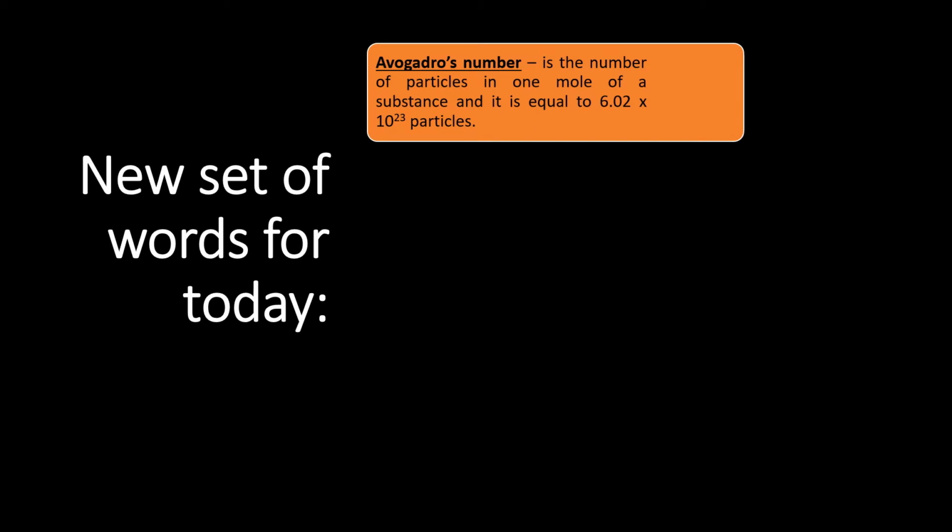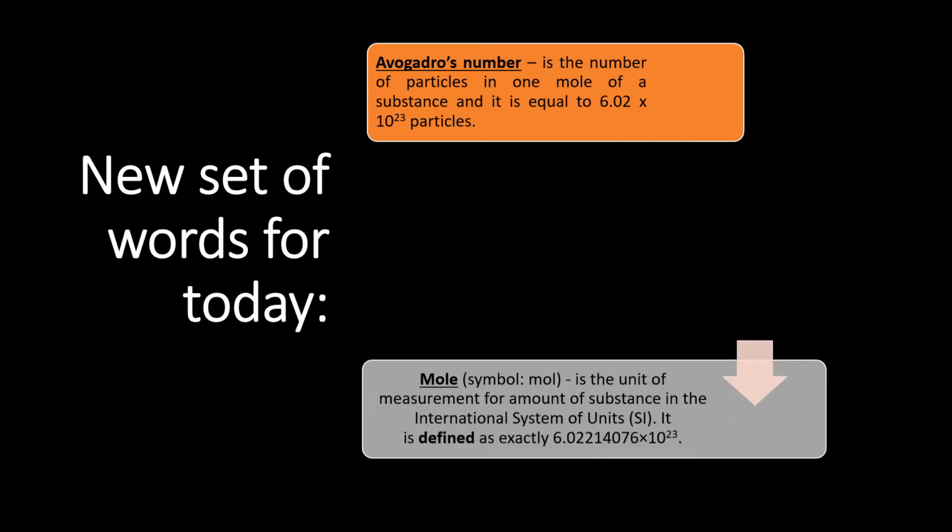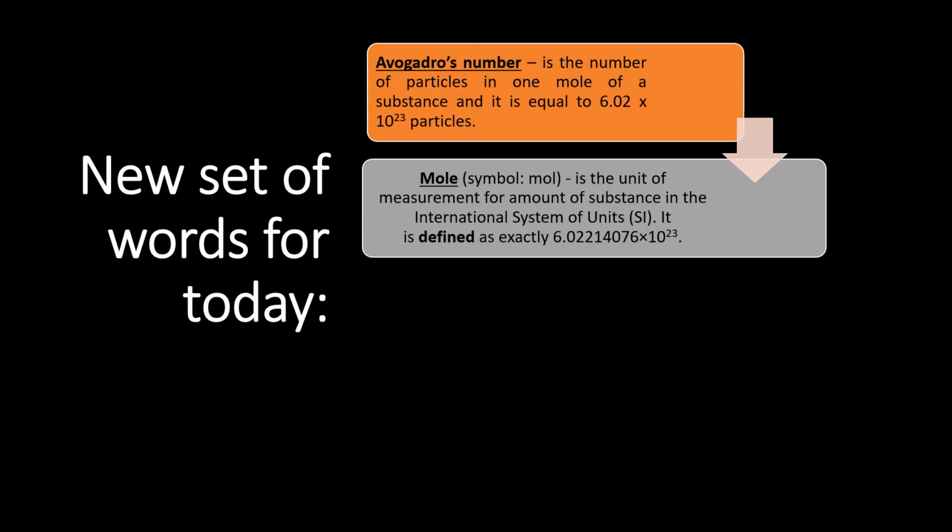Again, Avogadro's number. The next word is mole. The mole has a symbol of mol, and it is written in small letters. Now, what is mole? Mole is the unit of measurement for amount of substance in the International System of Units. It is defined as exactly 6.02214076 times 10 raised to 23.